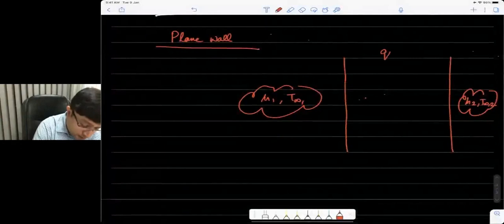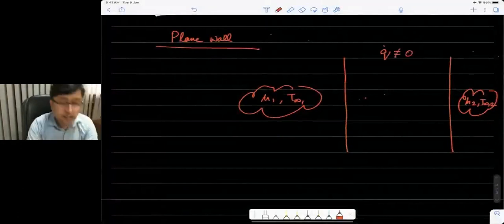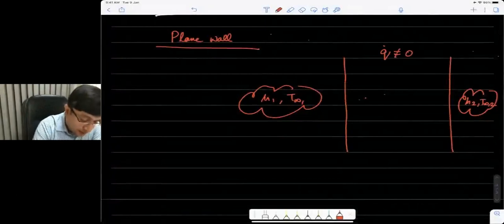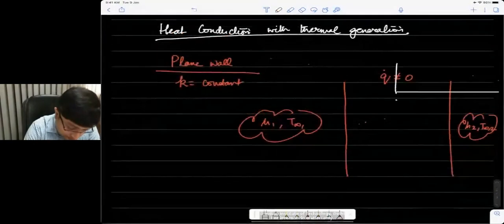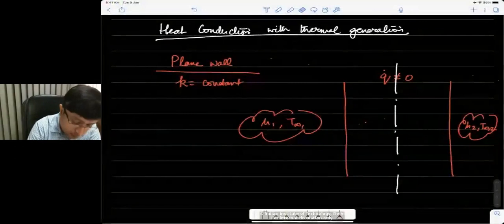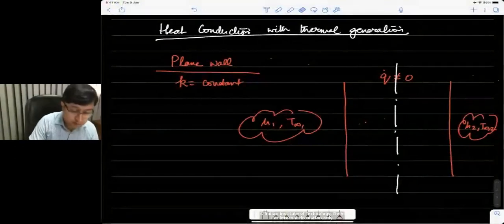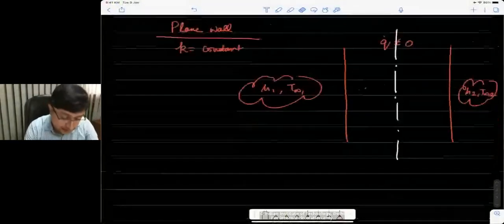This time q dot is not zero, so we have heat generation, but we're still looking at a steady state problem. Let's say that the thermal conductivity of the medium is constant, to keep the analysis a little simple. And what is typically done geometrically in these kinds of problems is that we divide the geometry into two subparts by taking the center line approach.